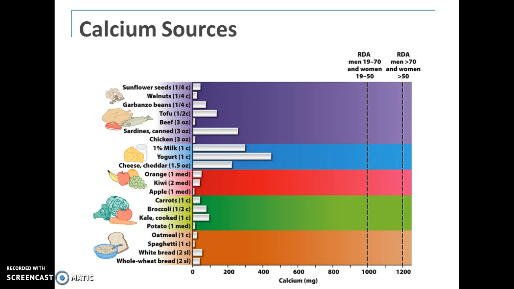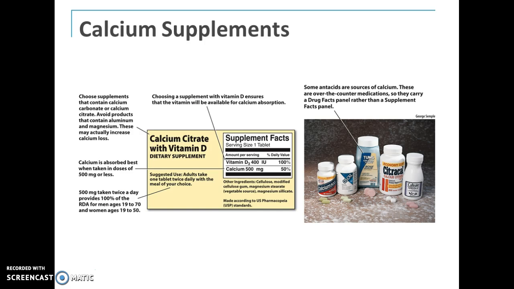And as you can see, calcium sources are not only found in the dairy group, but also in fish if we're going to eat their bones, such as in sardines, as well as a lot of greens and a little bit in grains, nuts, and seeds. When we're looking at a calcium supplement, you want to make sure you're choosing a supplement with vitamin D. You want to make sure you're choosing a supplement that gives you 500 milligrams at a time. 500 milligrams is the maximum amount that's been shown to be absorbed, and perhaps taking it twice a day to provide the 100% RDA for men and women.